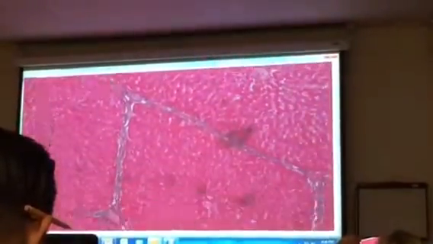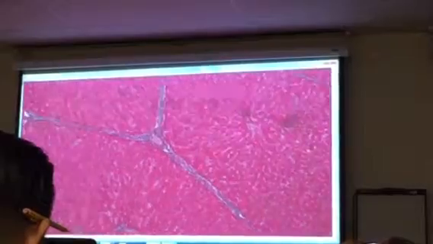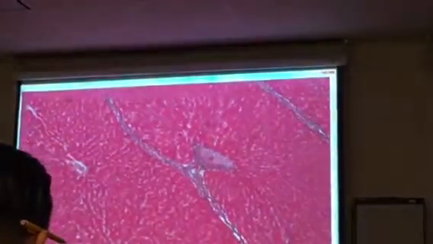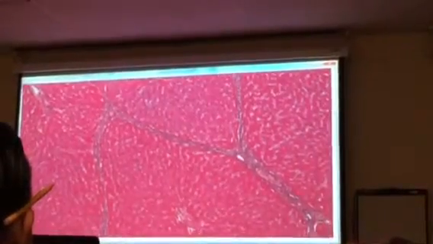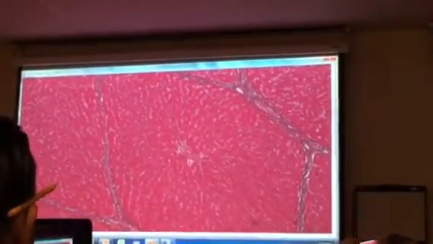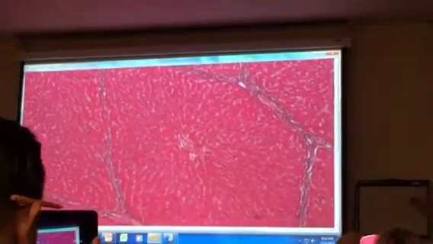That's part of the one, wrong way. There's another one. Let's go back to that one. It's pretty decent. Okay, and so in between the liver lobules, there is some connective tissue.